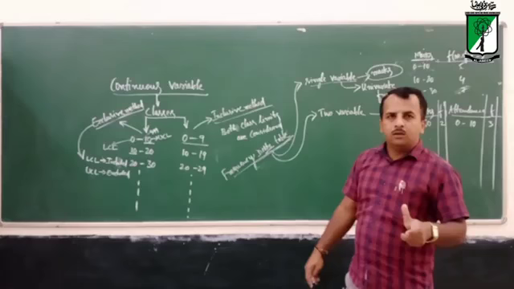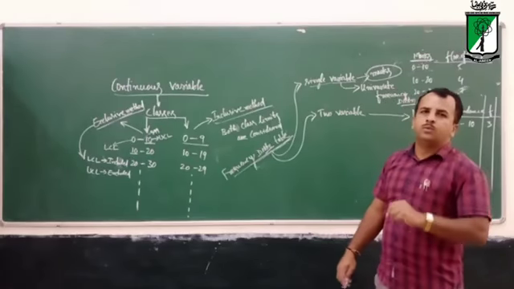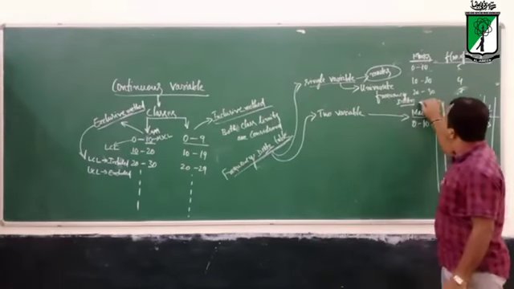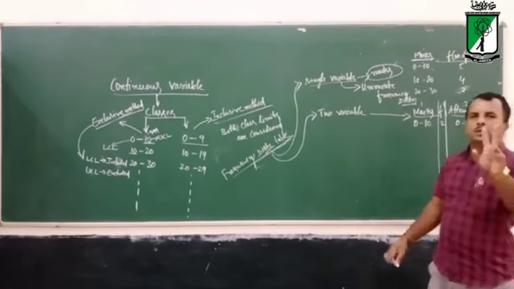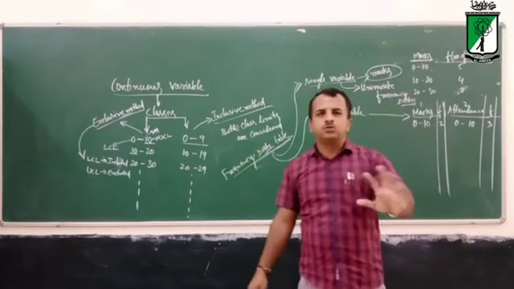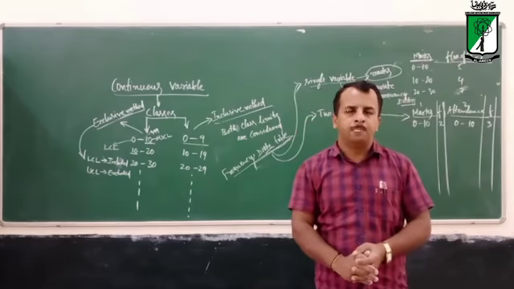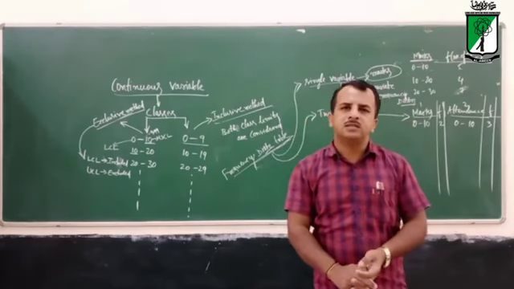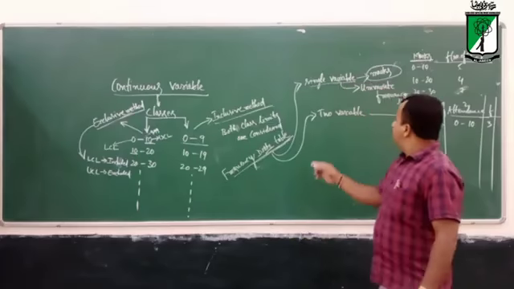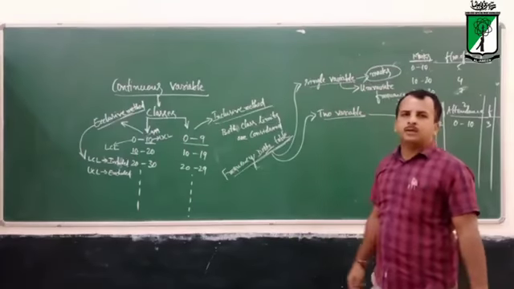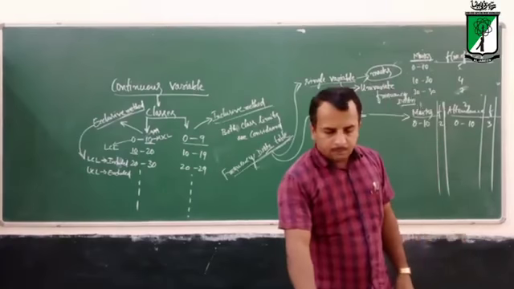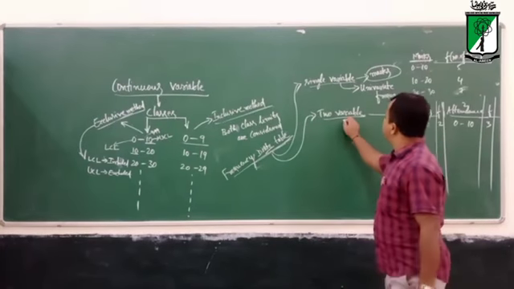Here we are considering two variables. One variable is marks, another variable is attendance of the students. When we consider two variables together to prepare a frequency distribution table, it is called a bivariate frequency distribution.